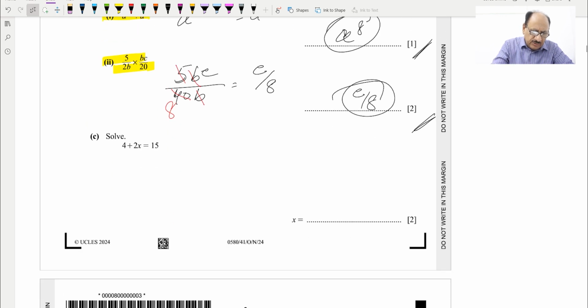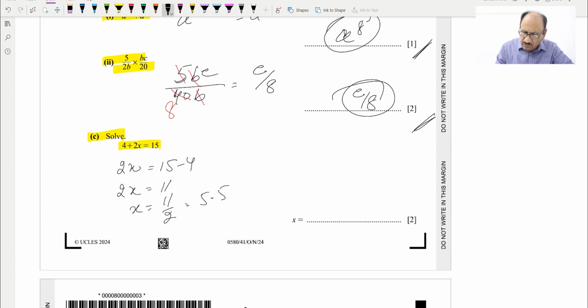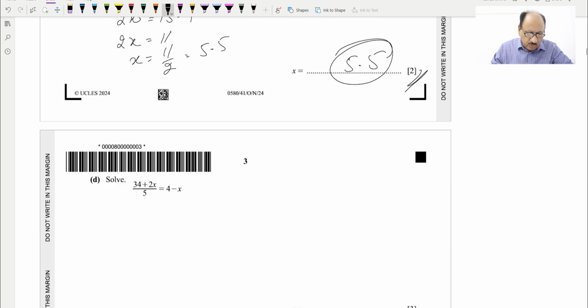Now part C says solve this simple equation. So 2x, we can shift 4 to the other side, is equal to 15 minus 4. So this will be 2x is equal to 11. So x is equal to 11 by 2, which we can write as 5.5. So our answer will be 5.5. This is the 2 marks part which we have done. Hopefully this is also clear.